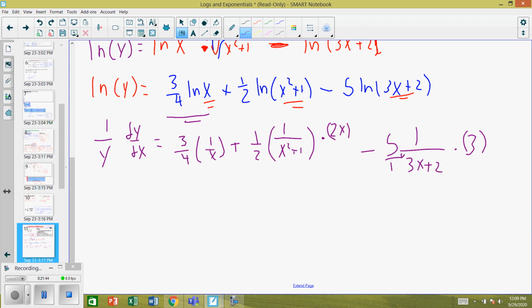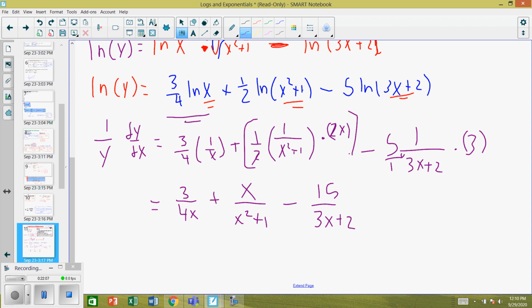So just to make that look a little bit nicer on the right side, we got 3 over 4x plus this quantity in the middle. It looks like the 2 and the 2 cancel out, so it looks like I'm left with just an x on top and x squared plus 1 on bottom. And then over on this last one, it looks like we have 15 on top and 3x plus 2 on bottom.